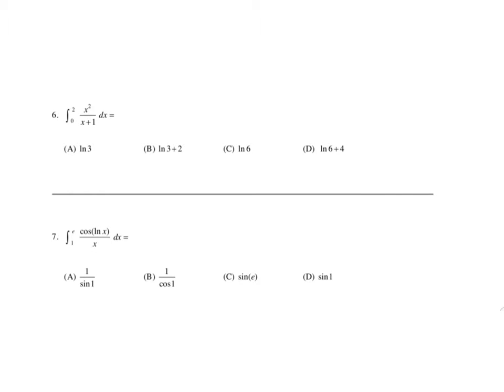For number 6, the answer is going to be A. And this problem kind of has a lot going on, but let's let u be our denominator. U is x plus 1. Du is going to equal dx on this one. So when we start to rewrite it, I'm going to have x squared over u times du.